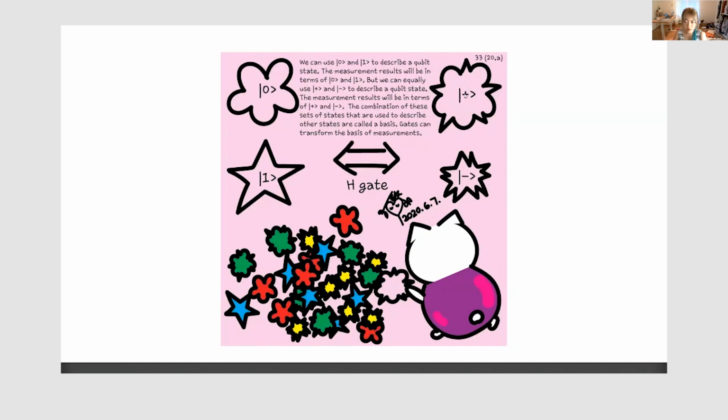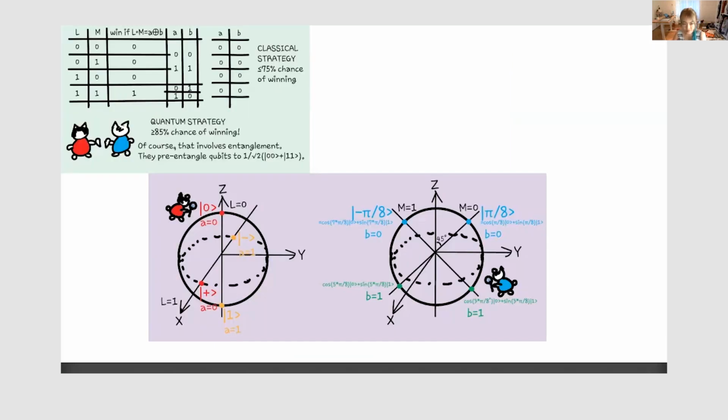But you could also measure along a different basis. Say you measure our quantum system in the plus and minus basis, then your output would be aligned to either plus or minus with some probability. This is what Alice and Bob will use for their strategy. The clever thing is that they're using both the entanglement and the fact that they can use different bases to measure things. Before they start the game, they agree Alice will measure along the z-axis, the normal 0 and 1 basis, if the referee gives l equals 0. But Alice would measure along the plus and minus basis if the referee gives 1.